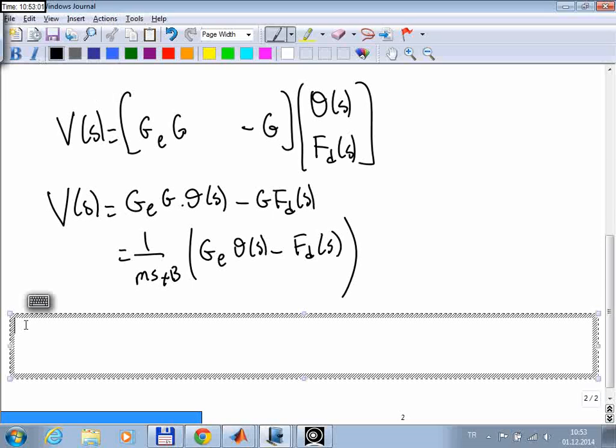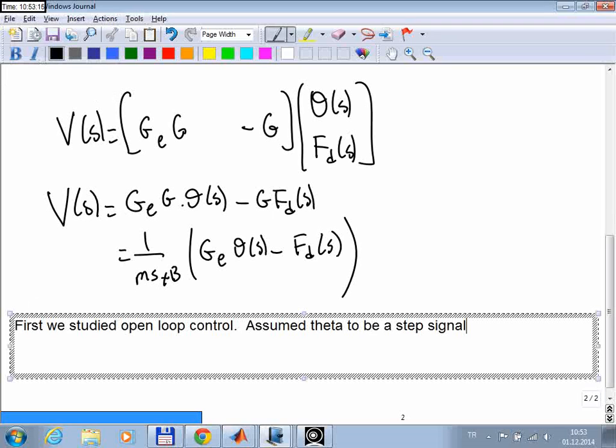Okay, so first we studied open loop control, right? First, we studied open loop control, assumed theta to be a step signal, and found the step magnitude to reach a certain target steady state speed.